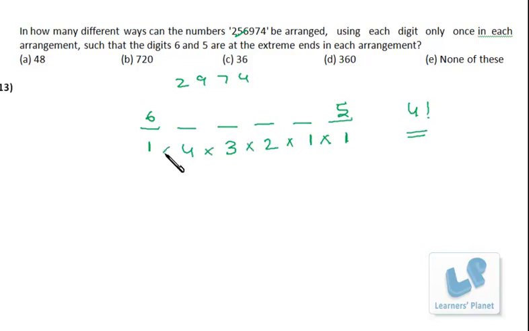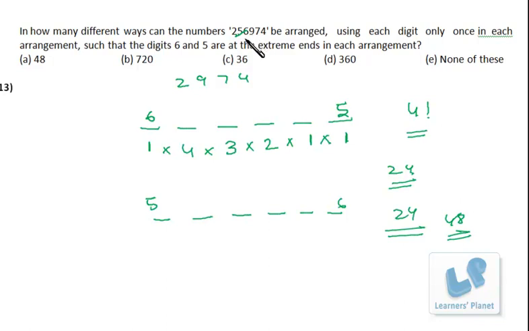Since all the things are going simultaneously, you have to multiply. So that is 4 3s are 12, 2s are 24. So in 24 ways we can make this arrangement. Similarly, the question is telling that 6 and 5 should be at extreme ends, but it's not necessary that 6 should be at this end and 5 should be at this end. This arrangement is also possible. So further 24 more ways we will be getting. So in all there are 48 ways to make this arrangement. I hope you are clear.